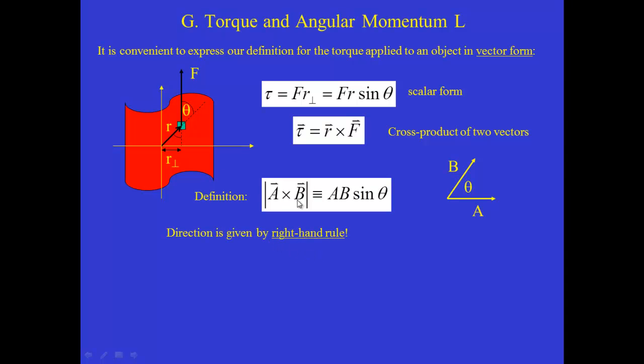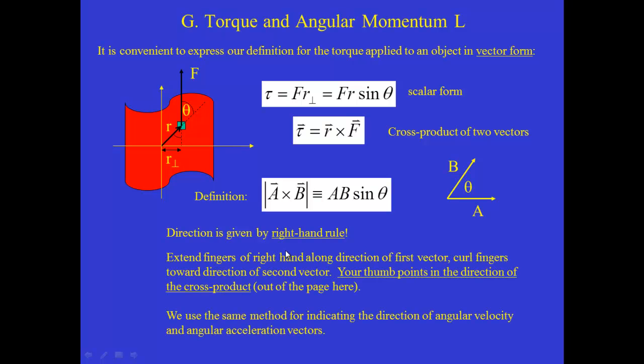The direction of this vector is given by something called the right-hand rule. If you've never seen a cross product, you have to get used to this. The way it works is you extend the fingers of your right hand along the direction of the first vector, and here the first vector is R, the position vector. So fingers of the right hand along R, and then you curl them toward the direction of the second vector, which is F. That's in the counterclockwise direction. The direction of your thumb is the direction of the cross product, and in this case that should be out of the page. Remember, it's your right hand.